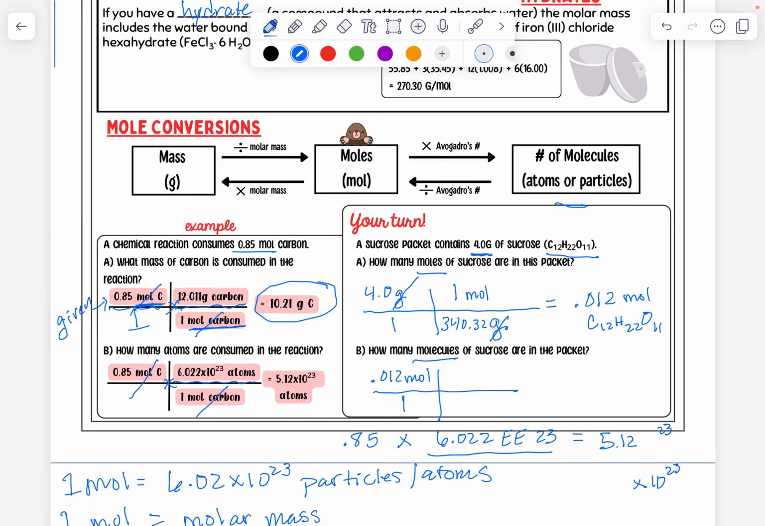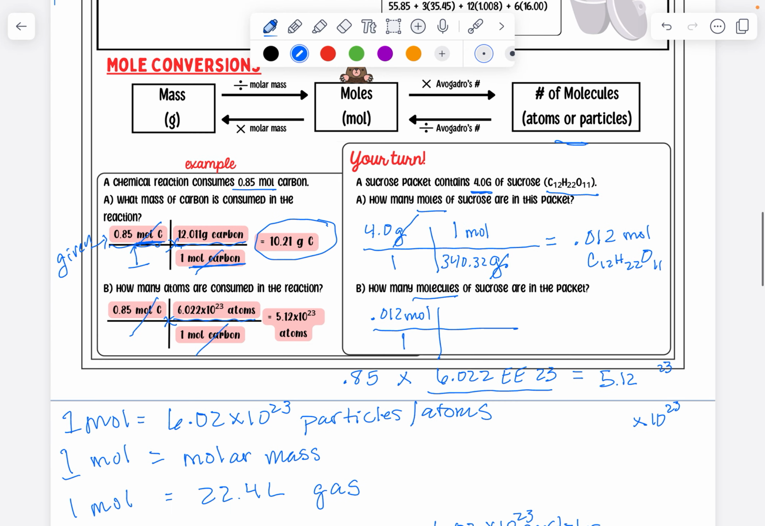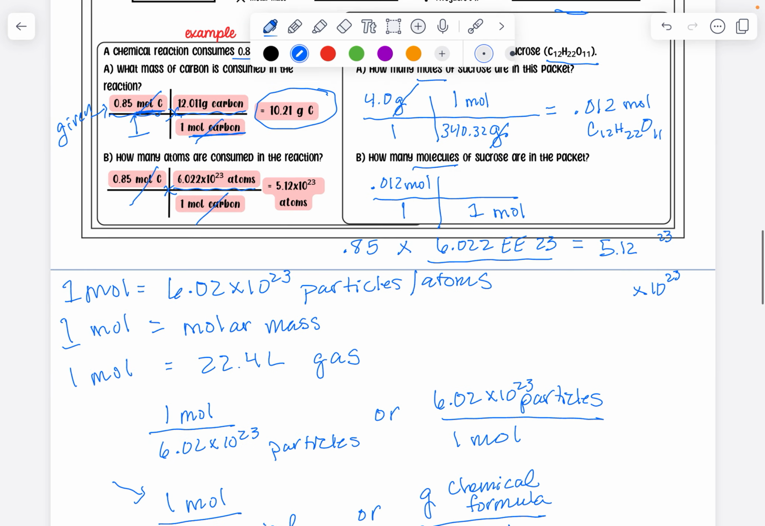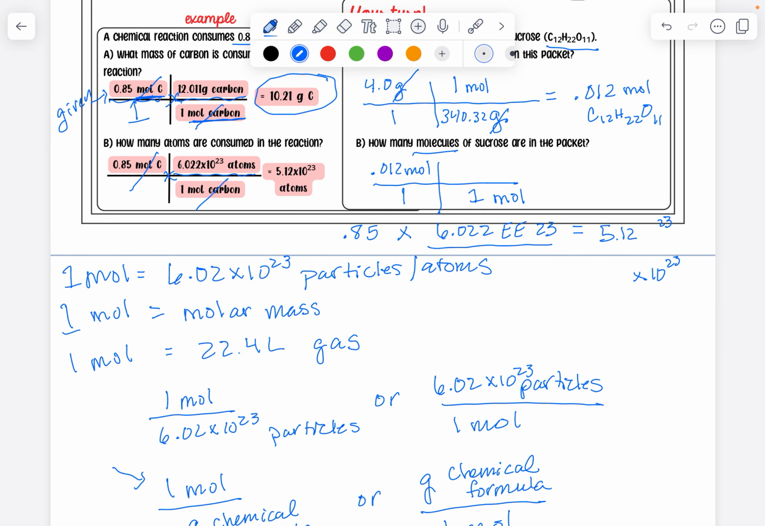I'm going to put that over 1. I want to get rid of moles, so I put moles in my denominator. And when you're converting to moles, it's always just 1 mole. So you're always just going to put 1 there. And then I look to see, for every 1 mole, how many molecules or particles. Avogadro's number, 6.02. So I'm using this conversion factor, 6.02 times 10 to the 23 molecules.